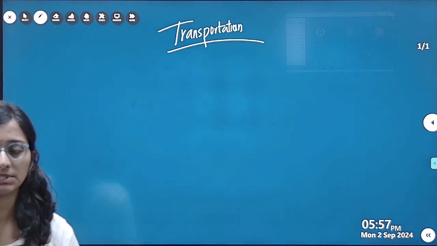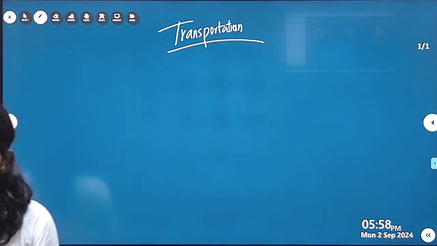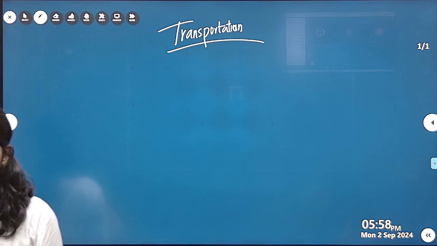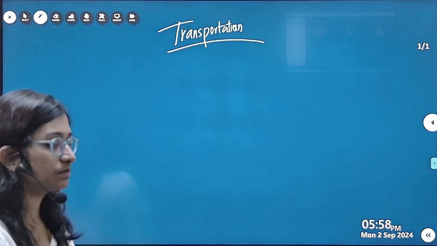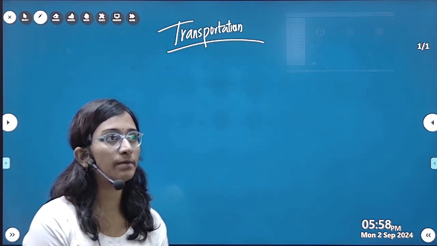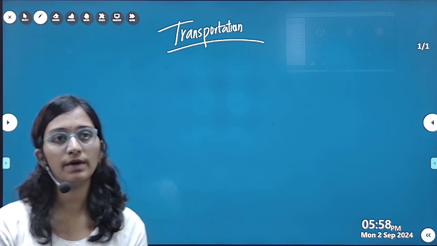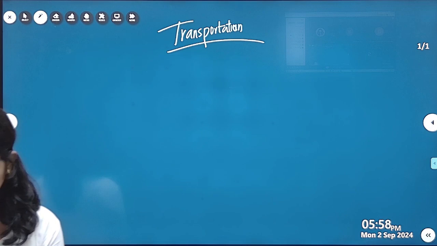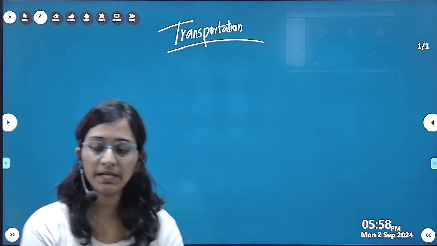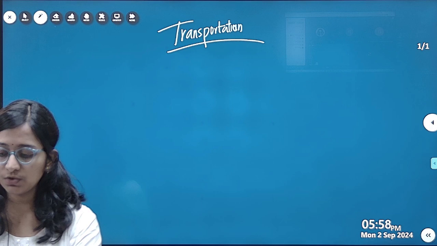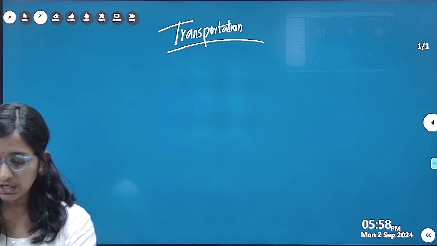Next point, the objectives are to meet the different availability and requirements of these locations and to minimize transportation cost.